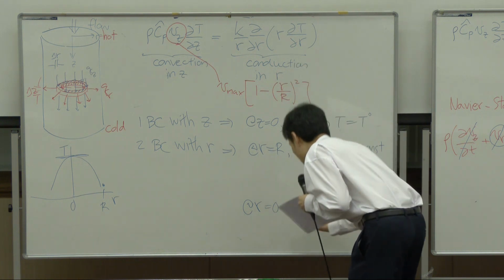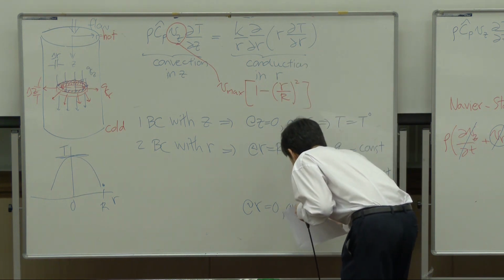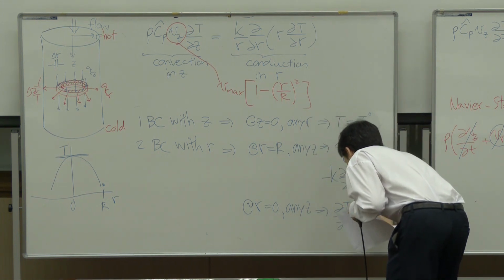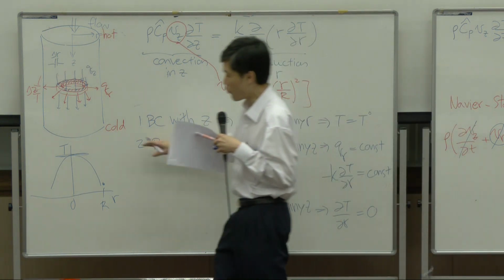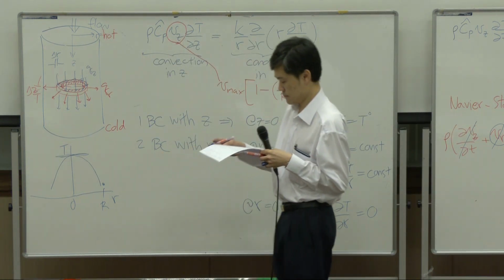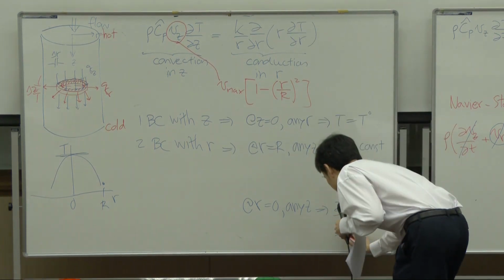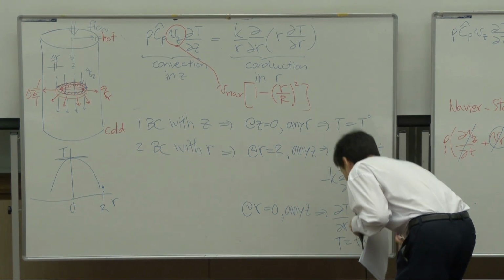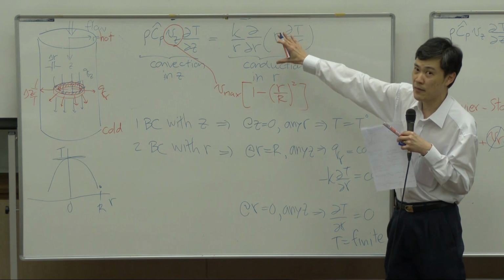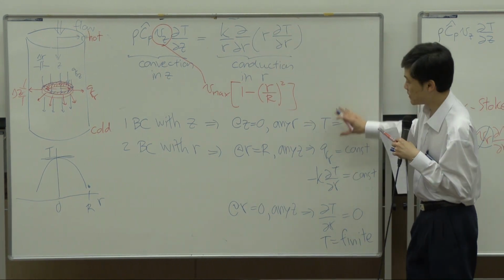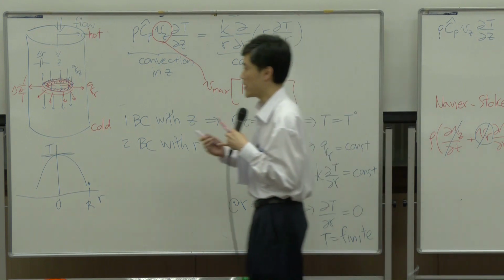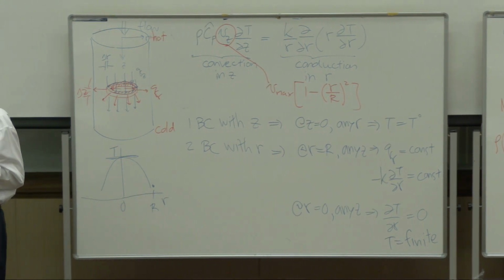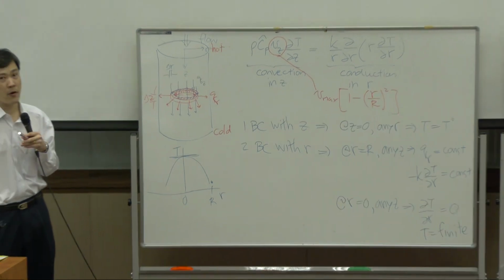So at R equal to 0, any Z, you will end up with dT by dr equal to 0. That represents the slope of this line. You may also state that T at the center is finite, and hopefully it can be solved using the mathematical form. Either way, you can state the boundary condition. From this to the solution, it requires lengthy math, so I'm not going to cover that part.